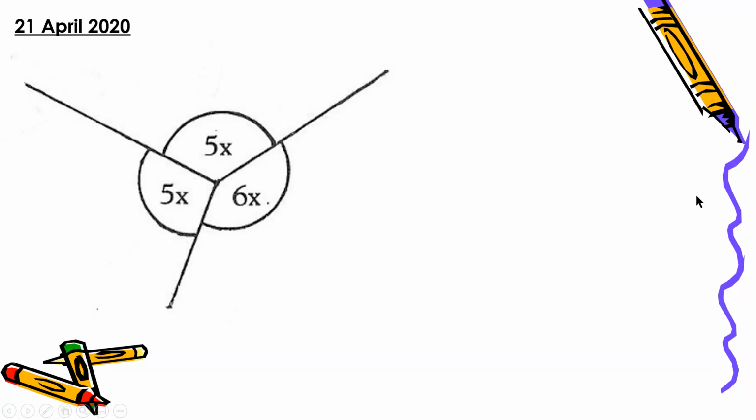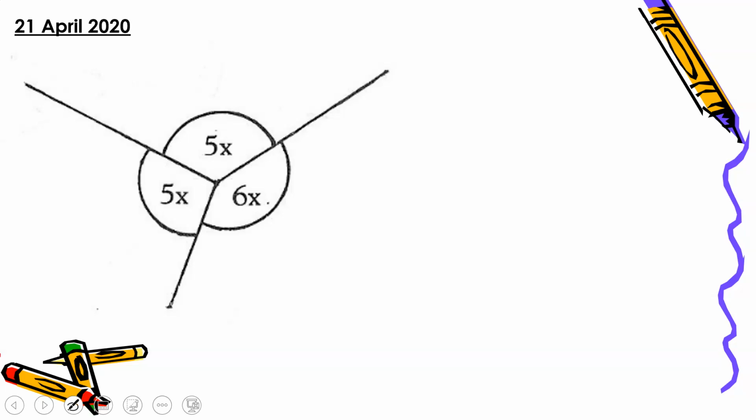This question is an interesting one. There are no numbers, they're just variables. What I want you to do is pause the video, have a think about this one, and see if you can work out what the size of those angles are. So hopefully you had a go at that. So the trick of this one is to use a little bit of algebra.